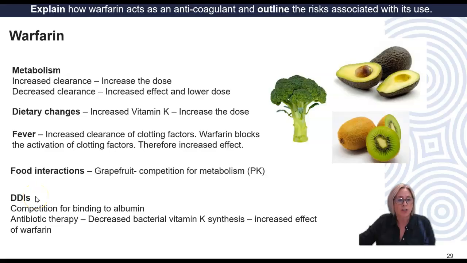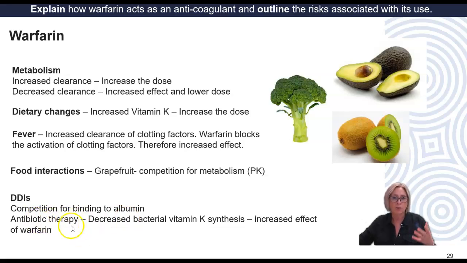Other drug-drug interactions that occur with warfarin. Warfarin competes with other drugs for binding to albumin. Again, this would be a pharmacokinetic interaction. And depending on which drug binds more tightly to albumin, this would be a pharmacokinetic interaction. Also with antibiotic therapy.